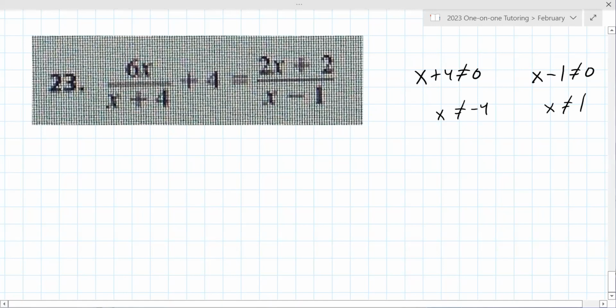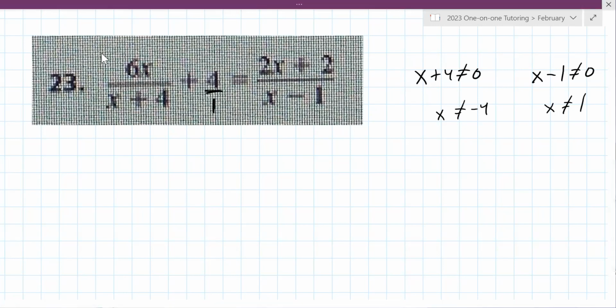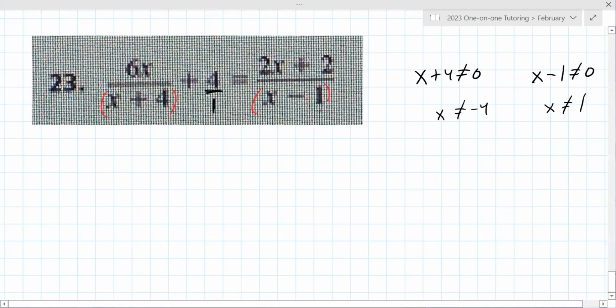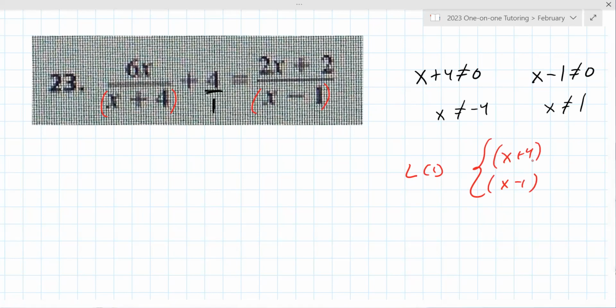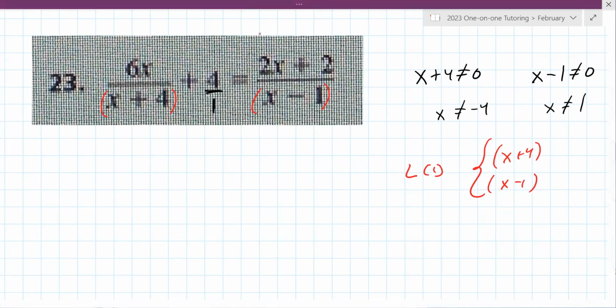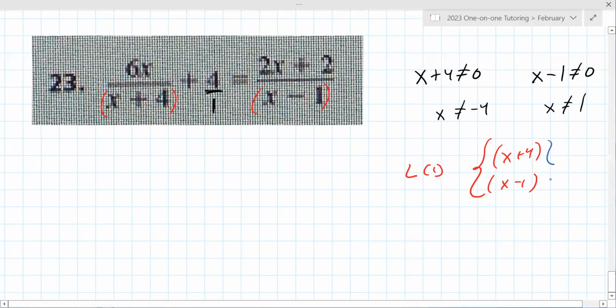All right, now again, that's really 4 over 1. It's important to look at that. So you're trying to find the LCD between the X plus 4 and the X minus 1, but they're treated as binomials. So in this case, you're going to just multiply them together. So your LCD is the product of them, the X plus 4 times X minus 1.